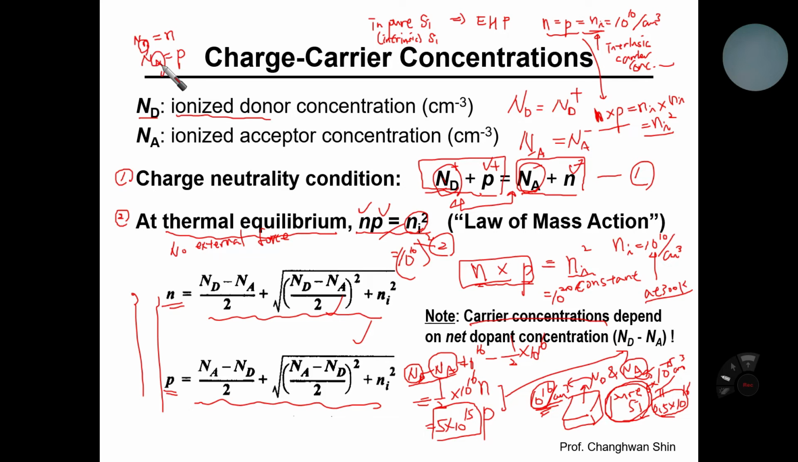But what if donors and acceptors are put together for a given pure or intrinsic silicon material? Then we should take into account those donors and acceptors together. So in that sense, net dopant concentration, Nd minus Na, or in some cases, if Na is higher than Nd, then Na minus Nd. Those net dopant concentrations are really the key factor in determining carrier concentrations, that is electron concentration and hole concentration.